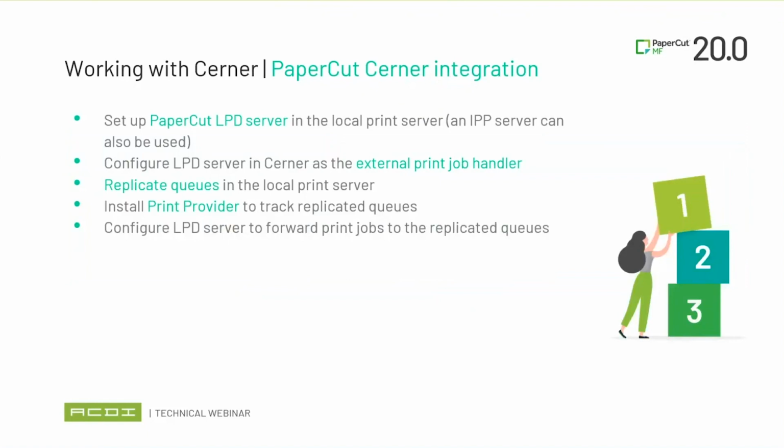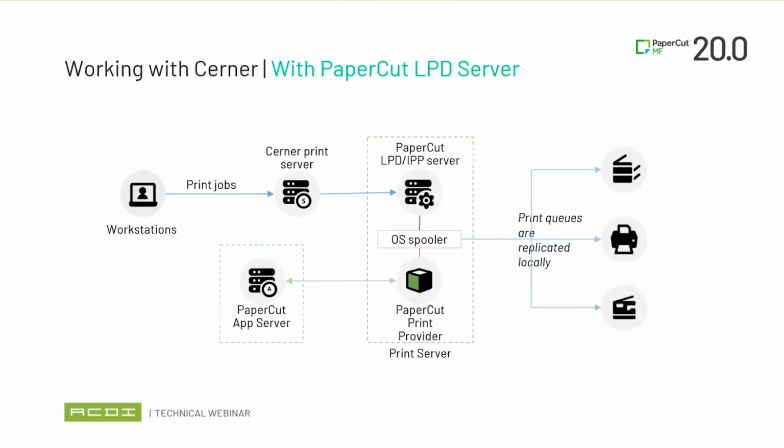an IPP server. In Cerner, you will need to configure the LPD server as an external print job handler, replicate the queues on a local server, install a print provider, a secondary or a site server, and then configure the LPD server to forward print jobs to the replicated queues. Here's a diagram of what that looks like. There's no other app needed for Cerner to work with PaperCut. You just need to configure the print servers correctly.